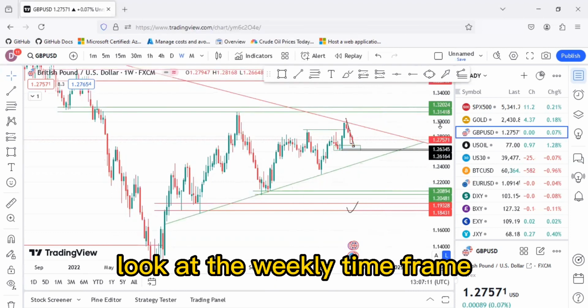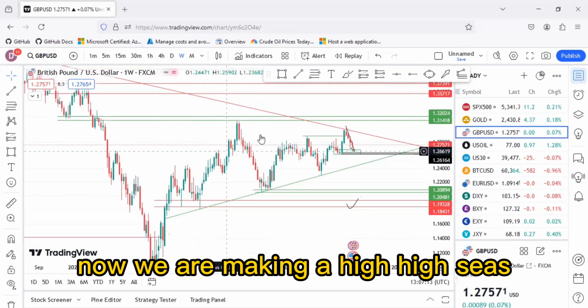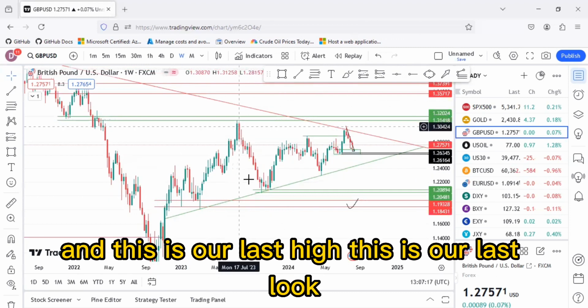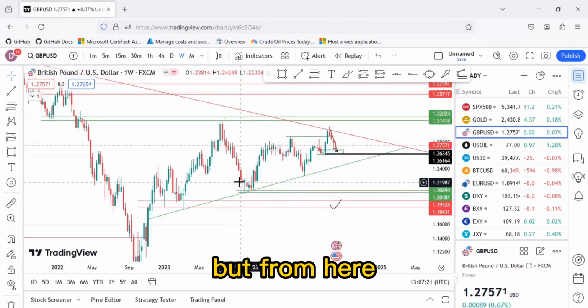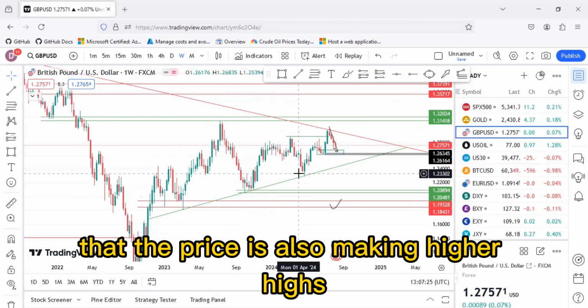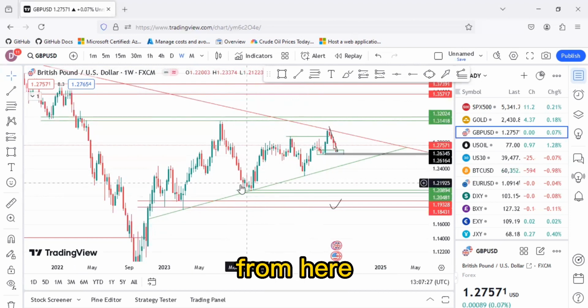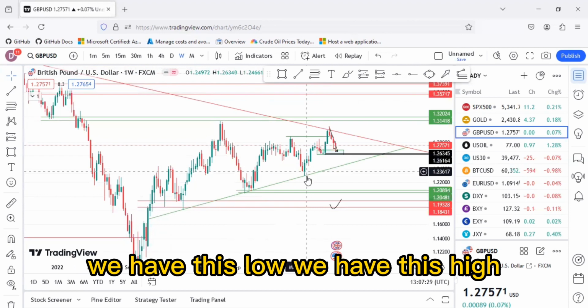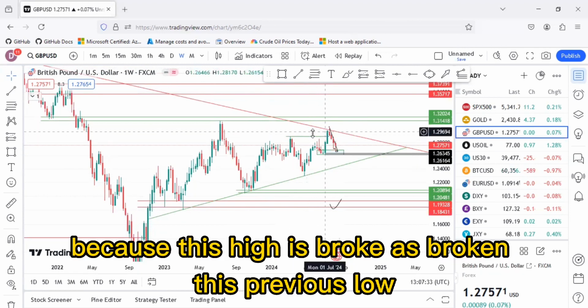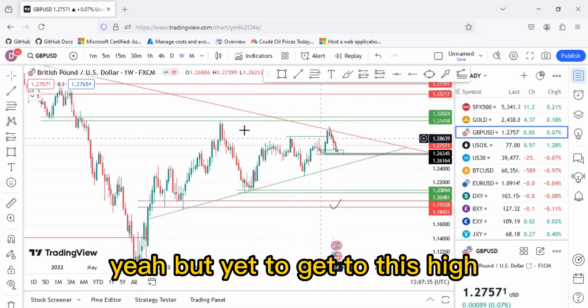Look at the weekly time frame. We are making highs here, and this is our last high, this is our last low. But from here, look at the price, it is also making higher highs. We have this low, we have this high, we have this low, then we have this high, because this high has broken this previous low here, but is yet to get to this previous high.